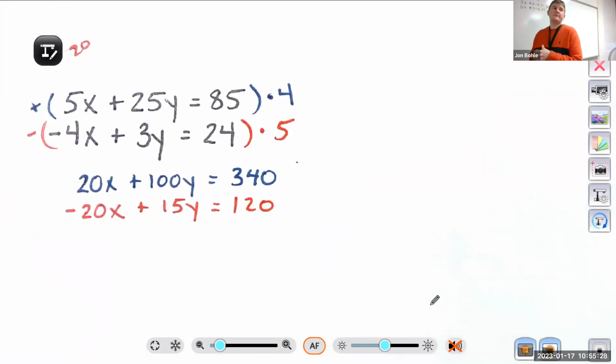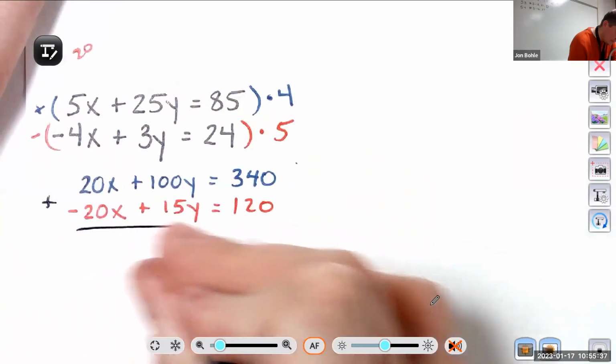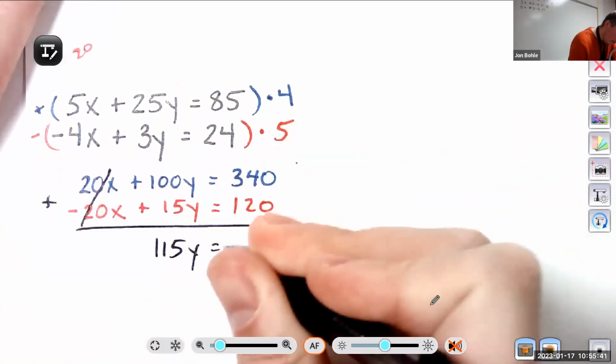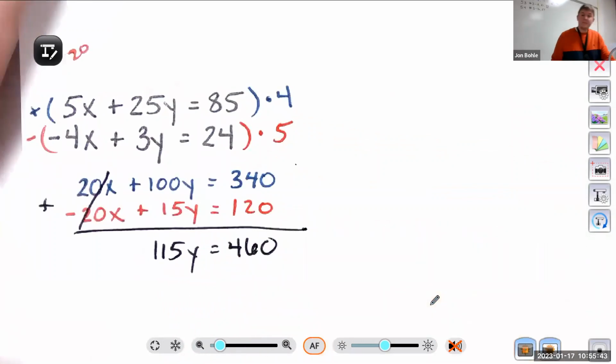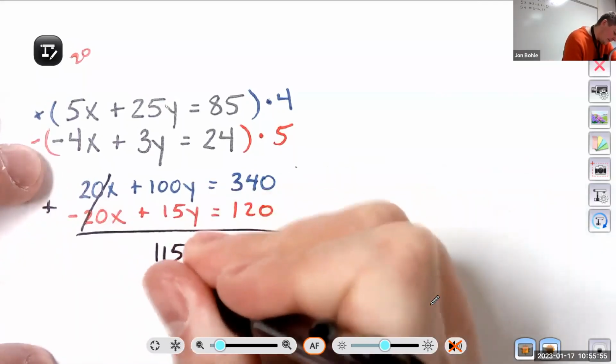Do I have opposites? And what do you do once you have opposites? Add. We're going to cancel them out with addition. These cancel. This is 115. And this is 460. Just the first solving steps go by so much faster for me. I feel like that's why I like this method. All right. And then I divide by 115.